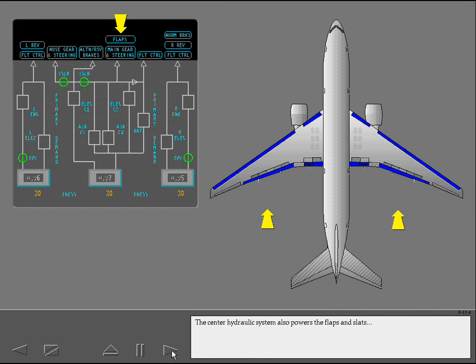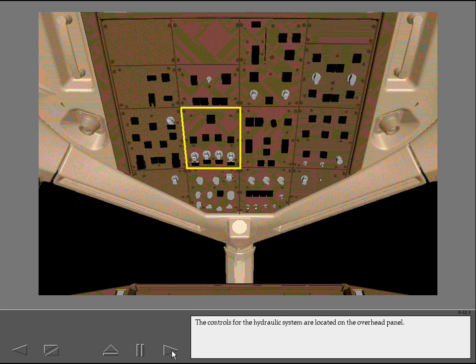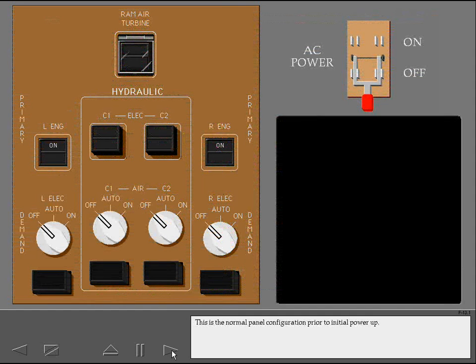The center hydraulic system also powers the flaps and slats, as well as the landing gear, steering, and the alternate and reserve brake systems. The controls for the hydraulic system are located on the overhead panel. This is the normal panel configuration prior to initial power-up. Verify the RAT unlocked light is extinguished. The C1 and C2 primary pump switches are off, and the demand pump selectors are off.